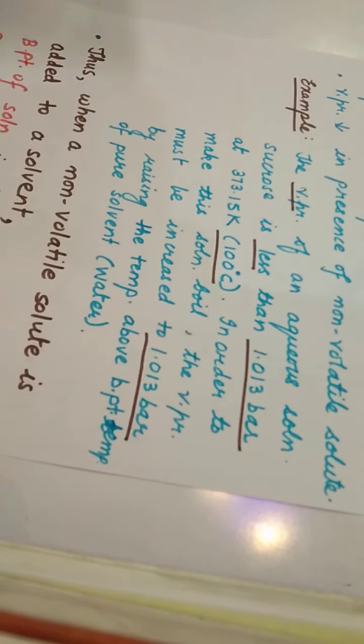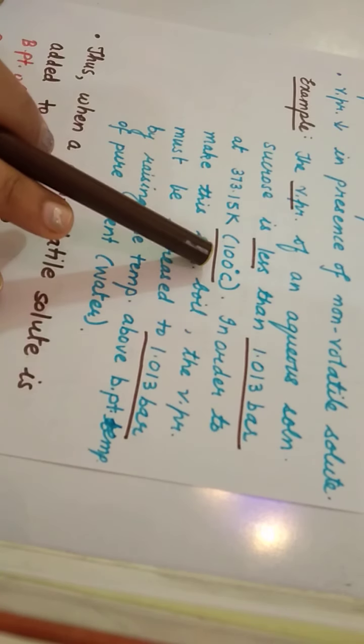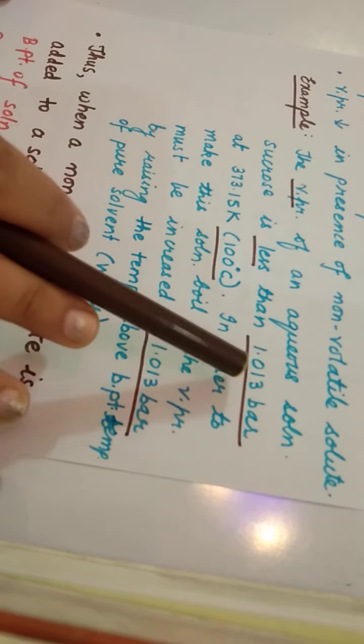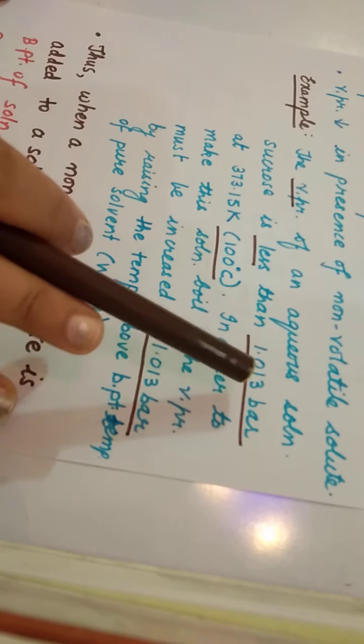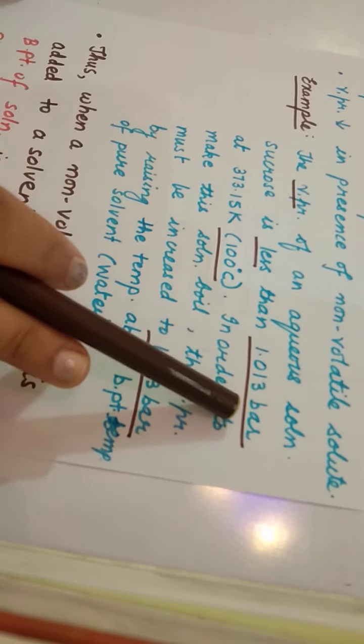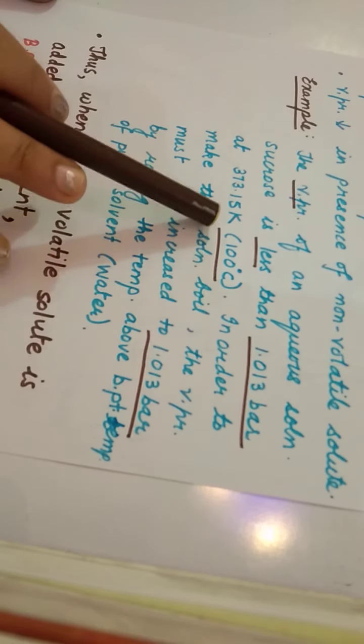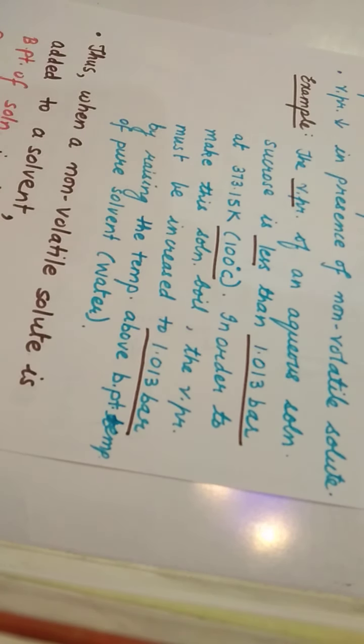So children, it is very simple. On addition of a non-volatile solute to water, that is a pure solvent, the vapor pressure is always less at the boiling point of the pure solvent. But if you want to bring the vapor pressure to 1.013 bar, that is the vapor pressure of water, in that case you have to raise the temperature of the pure solvent. Then only it will vaporize, and then the vapor pressure will be more.